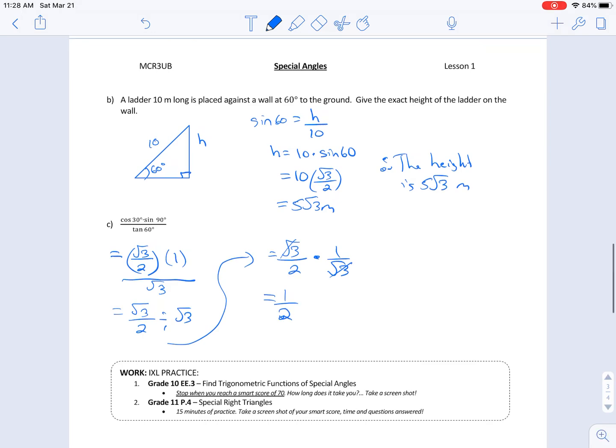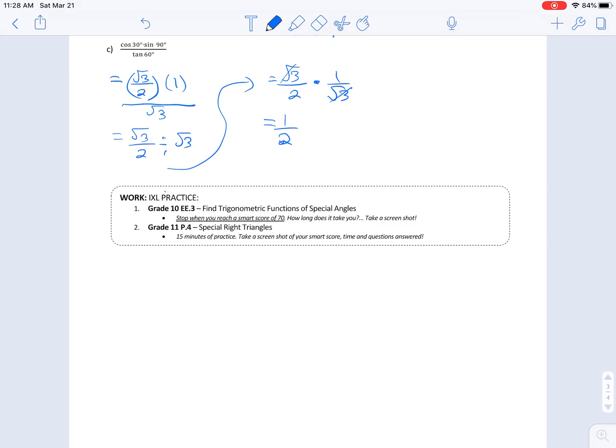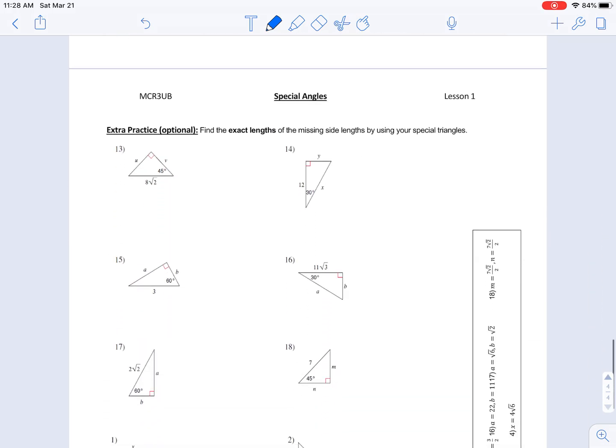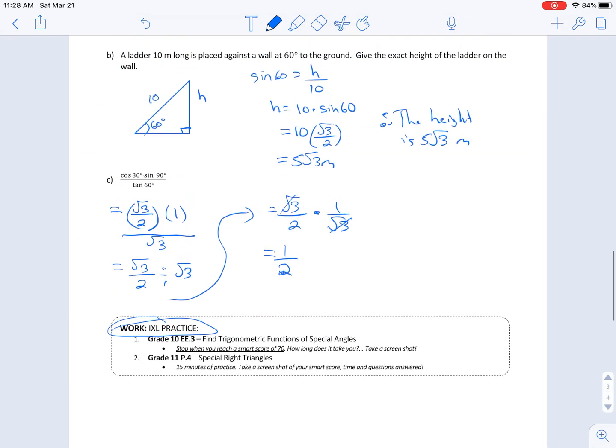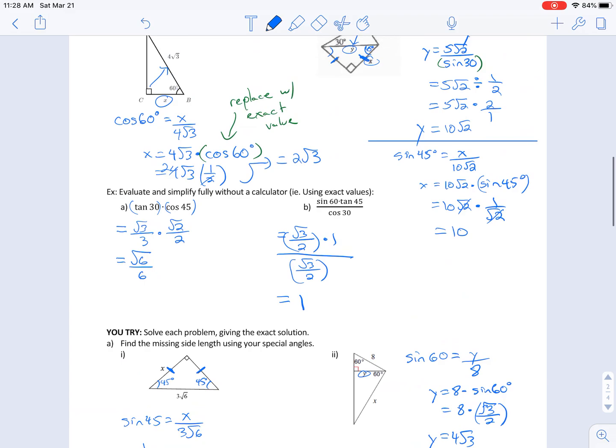That's it. All right, if you want, you can please try these in IXL. If you do not have your password, you can move on to these extra practice ones and do those instead. The answers are here. If you have any questions, please let me know. Otherwise, you can go through all of this.